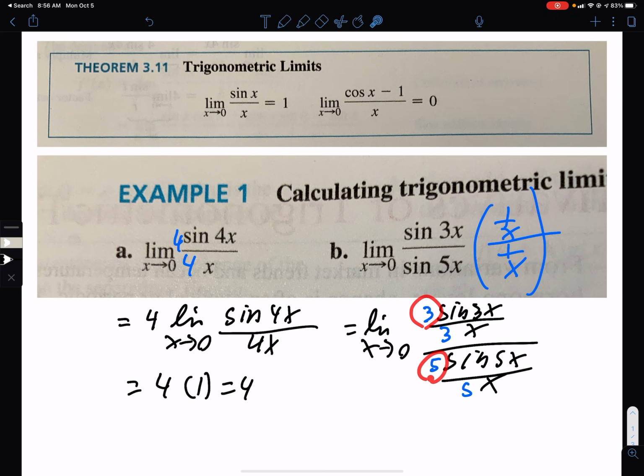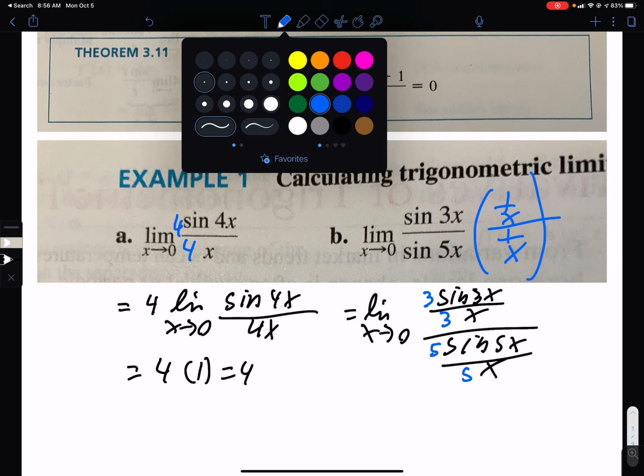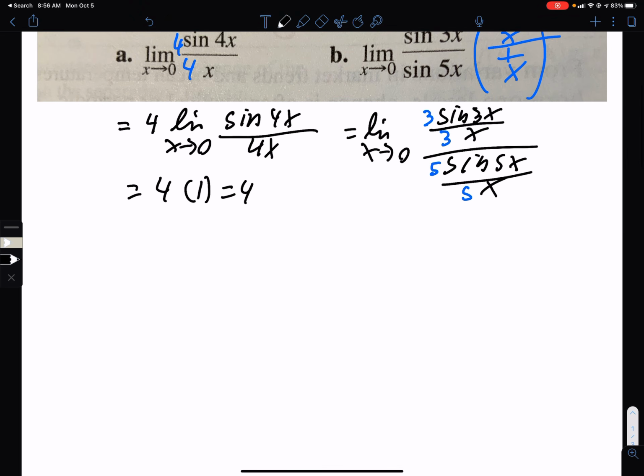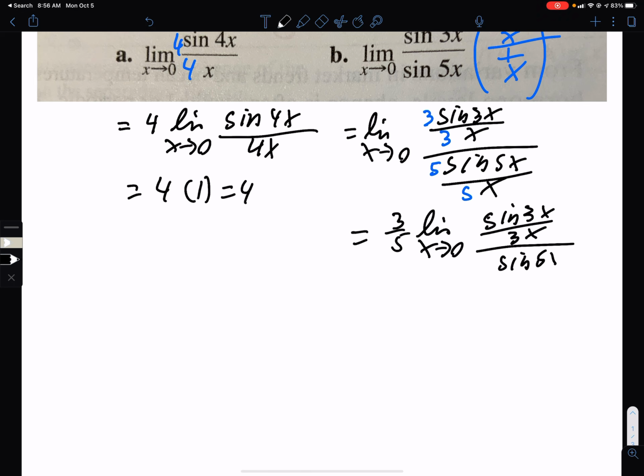That 3 and that 5, they're both constants, and I have a rule. In a limit, I can pull a constant out in front. So I will pull the 3 and the 5 out in front, and I'm left with sine 3x over 3x, sine 5x over 5x. Now, both of those are approaching 0 in the same manner, so therefore that limit will be 1. And same thing here. 5x and 5x both approach 0, so by our theorem, that's going to be 1. So we get 3 over 5, which is just 3/5.